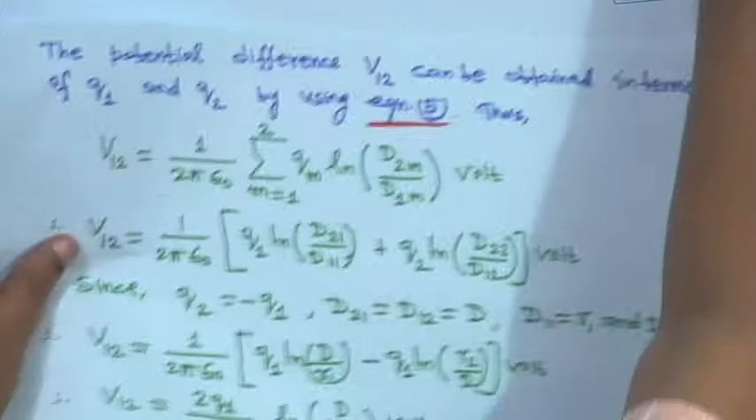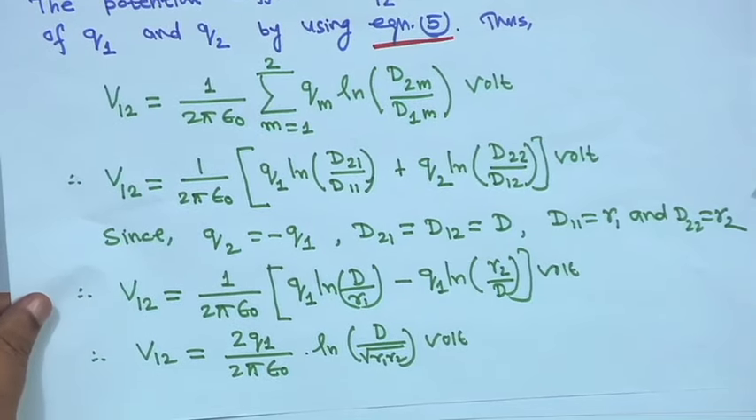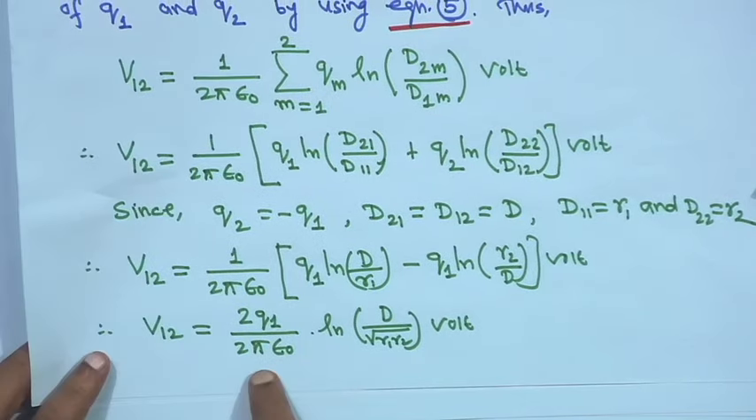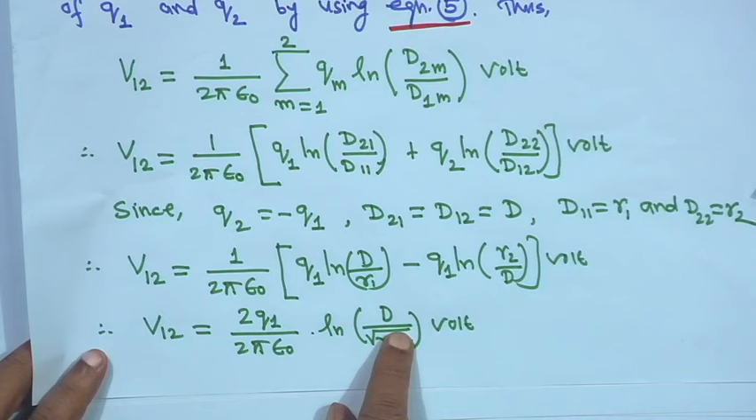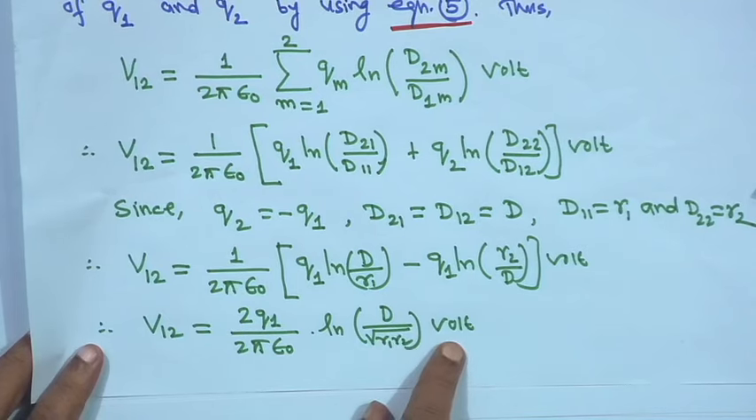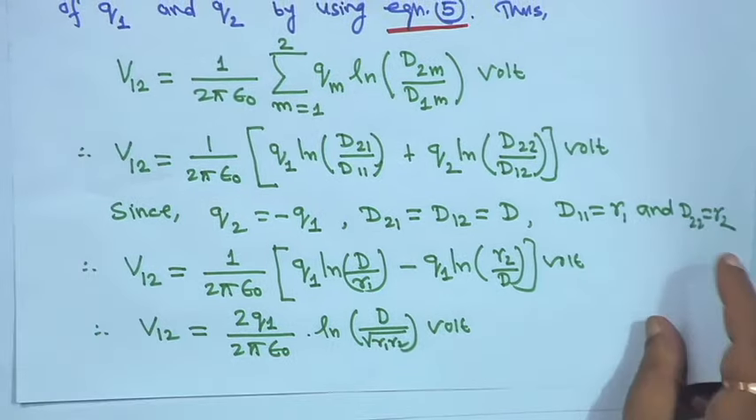So, that is the simplification. That is why you are writing here that this is 2 q1 upon 2 pi epsilon 0 ln d upon root over r1 r2 volt.